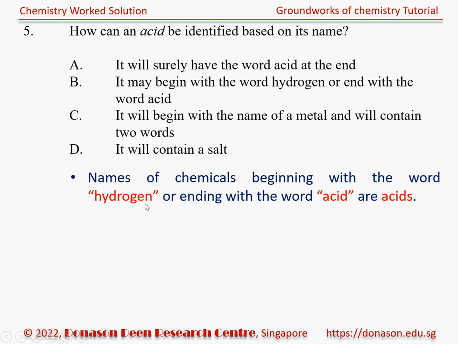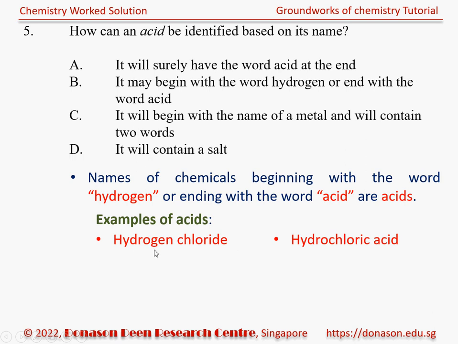But of course, if it begins with the word hydrogen and has the name of an anion attached behind it, it's an acid. So here are some examples. Hydrogen chloride, you can see it begins with the word hydrogen, because for something to be classified as an acid, it must be able to donate H plus ions. So hydrogen followed by the name of an anion, which is chloride. So hydrogen chloride is an acid.